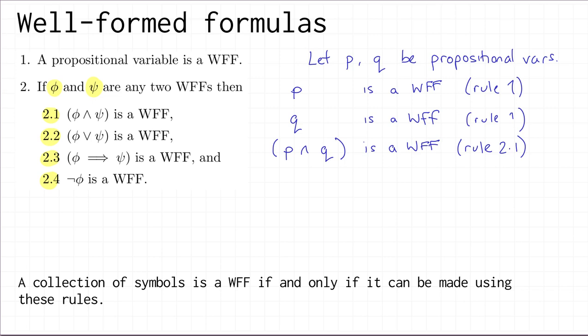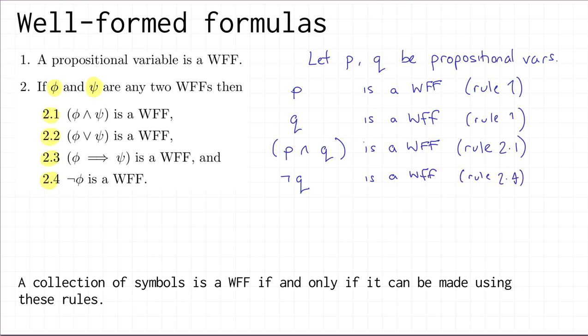Okay, so we can do even more complicated stuff now, because we know that brackets P and Q brackets is a well-formed formula. We know that Q is a well-formed formula. So let's use, I don't know, let's use 2.4. We haven't used 2.4 yet. So not Q would be a well-formed formula. Okay, that's rule 2.4.